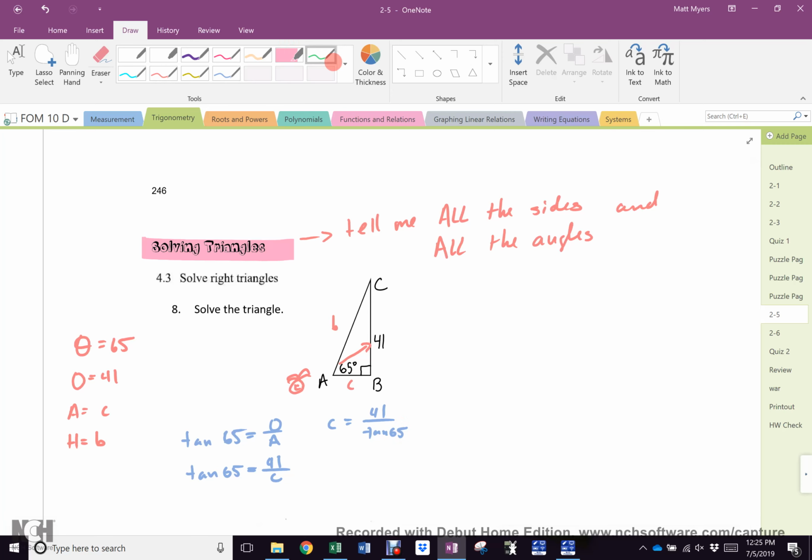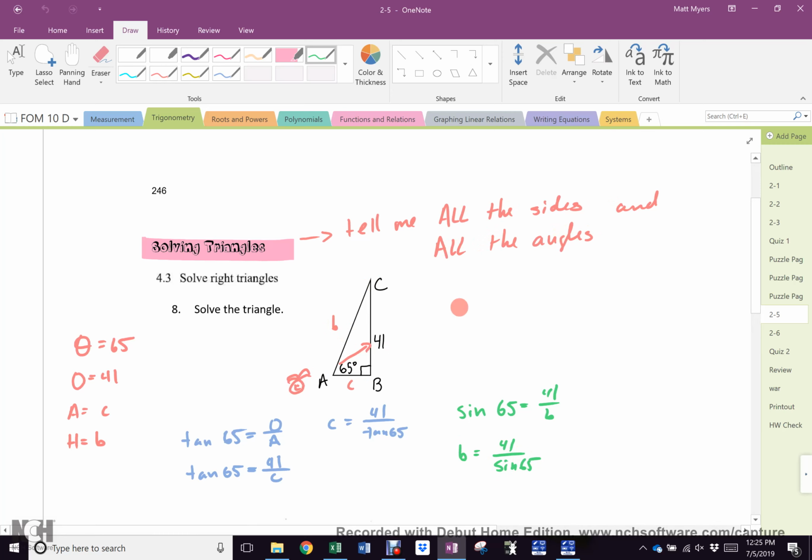So then, logically, we have O and H. That is sine of 65 equals 41 over little b. So little b equals 41 divided by sine 65. Now I have A, B, and C. What's the only thing missing? I need all the sides and all the angles. What's the only thing missing?